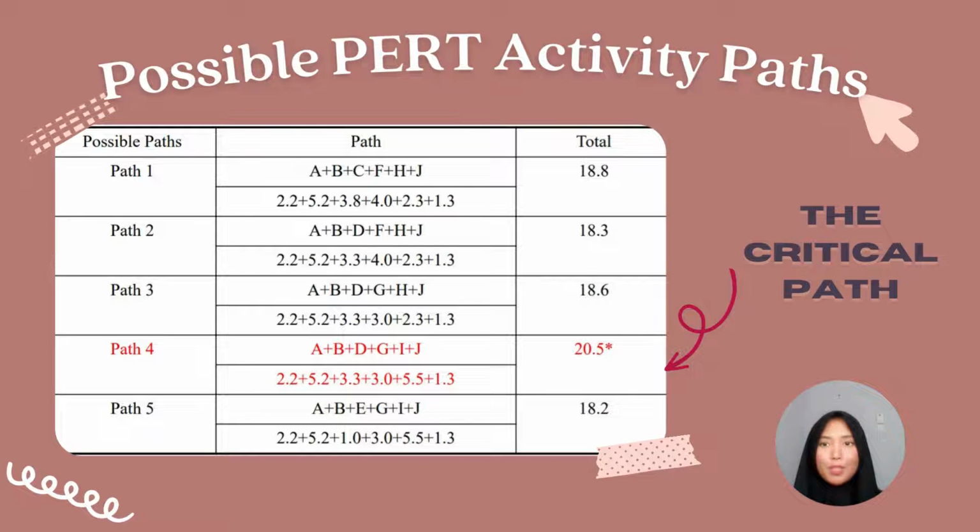So for the possible activity paths, first we calculate the expected duration to determine each possible path's total value. Thus, the path with the highest value is called the critical path.